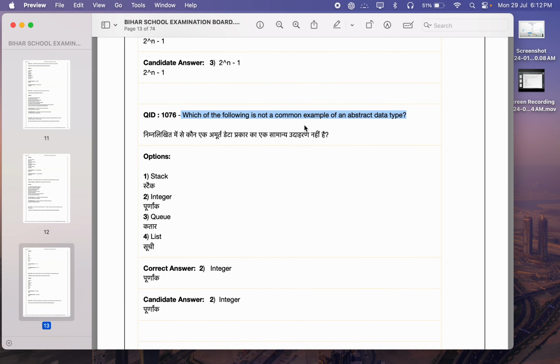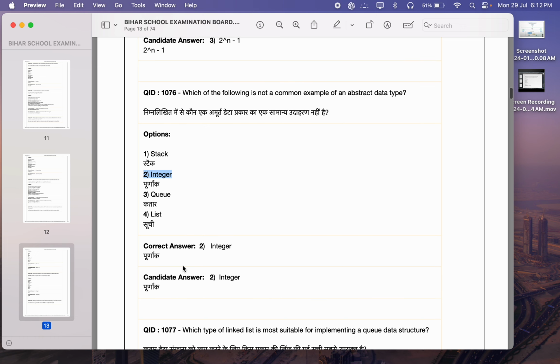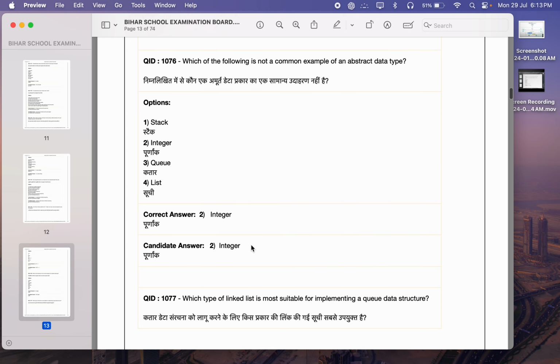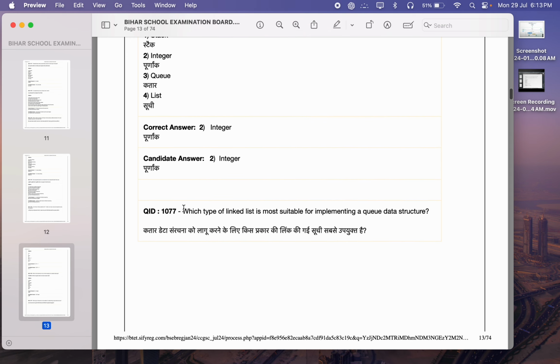Which of the following is not a common example of an abstract data type? Okay, so abstract here means something which is derived. Stack is derived, queue is derived, list is derived, so the only option you get is integer. Abstract is something which you cannot directly take and use. So you might have heard about abstract class and all, right?